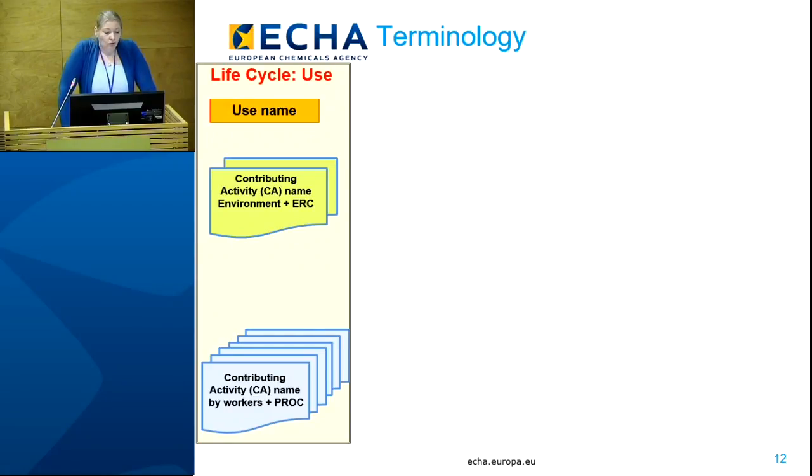For workers or consumers, depending on what you're dealing with, you have contributing activities as well, and in general there you have more than one. A worker at a site will not only unload the substance, they will also add it to a vessel where it is being mixed. So there are several activities which workers can do at a site, so you will have more than one contributing activity with the related PROC. So that's how your life cycle would look.